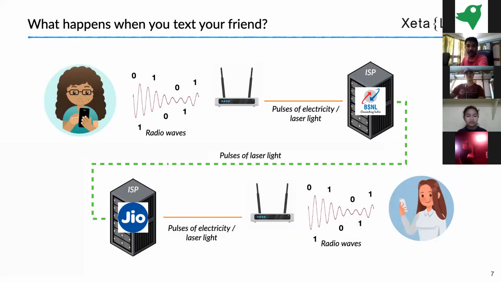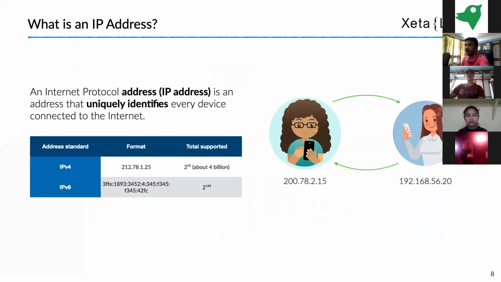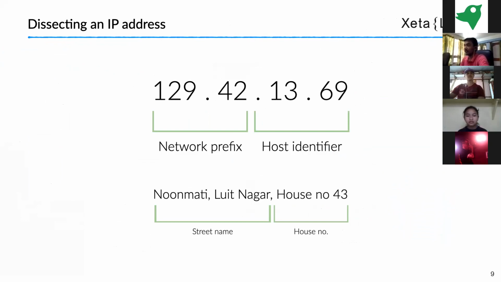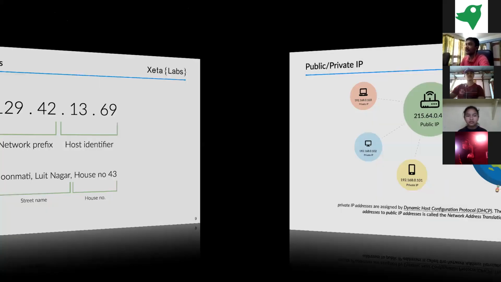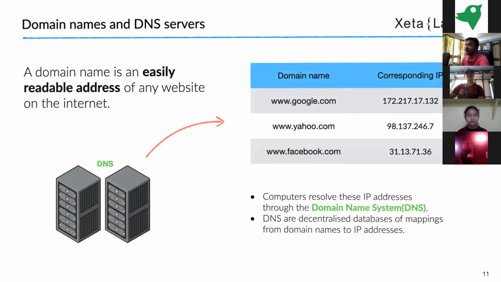Do you remember this process? Yes, sir. Do you need me to explain this one again? I think it's fine. You can just give a quick recap. Okay, sure. We looked at IP addresses, the dissecting of the IP address. Then we looked at public and private IP, DNS servers.